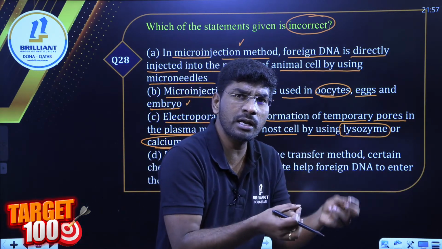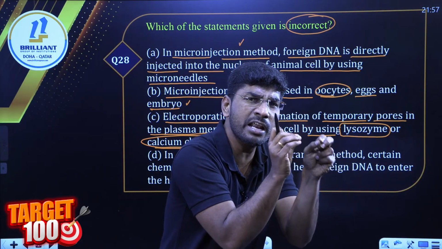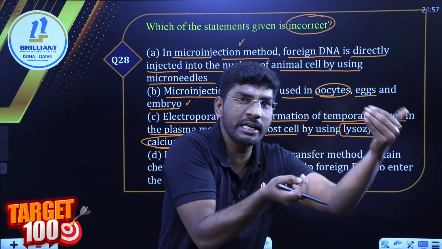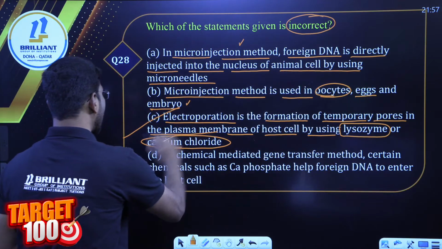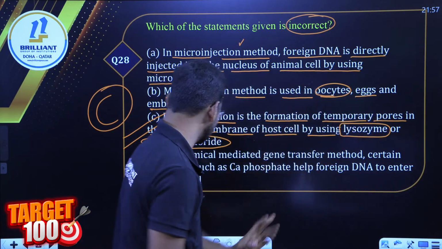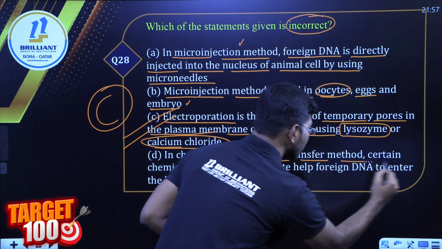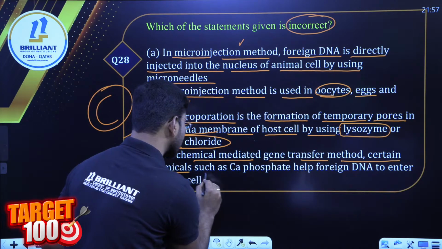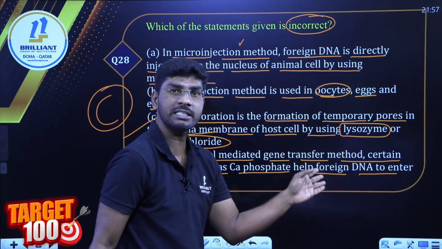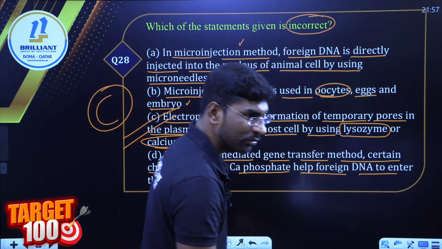Students, carefully read the electroporation method. We are treating the bacterial cell with a very low voltage of current, so small holes are formed and the DNA enters. So I can write the incorrect statement is C. What's wrong in D? Is D good or not? In the chemical mediated gene transfer method, certain chemicals such as calcium phosphate help in DNA uptake. Yes, this we already discussed, bivalent cations. Remember, absolutely done. Good.